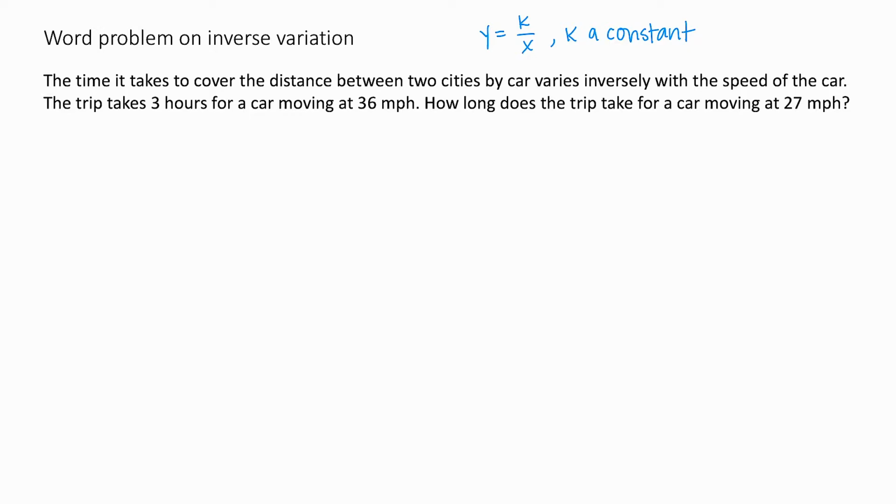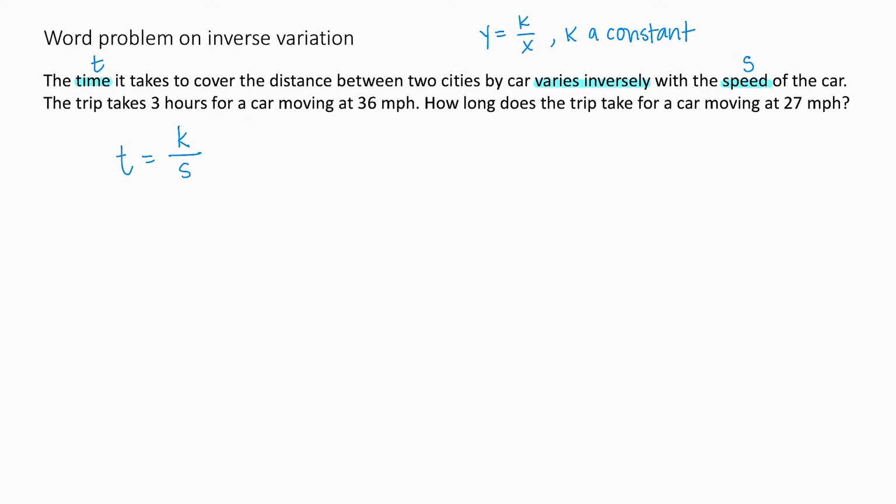So we're given the two variables. The time it takes to cover the distance between the two cities varies inversely with the speed of the car. That means we'll set up an equation that looks like this. I'm going to write an equation where I'll call time t and we'll call speed s. So since time varies inversely with speed, we can set up the equation time equals our constant k, which we'll figure out in a minute, over s.